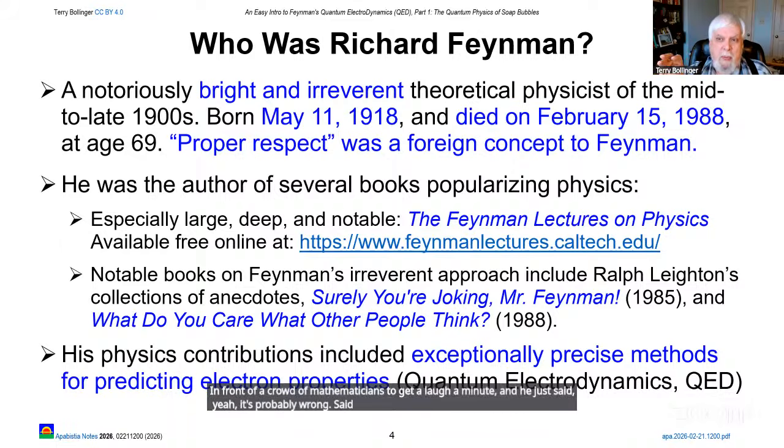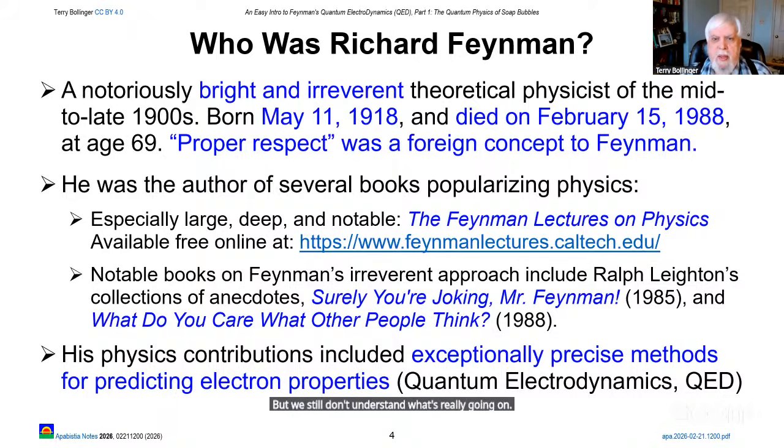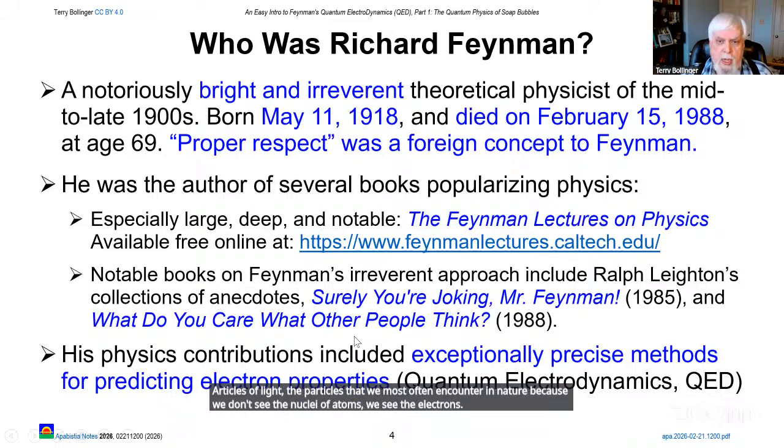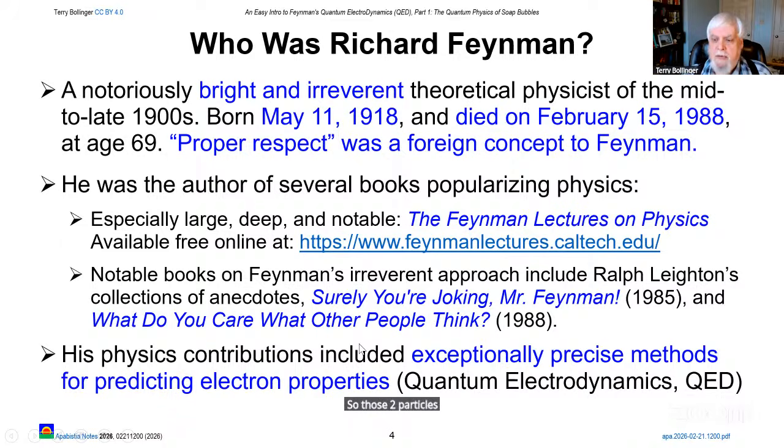His point was the details of what I calculated, those are right, but we still don't understand what's really going on. The particular theory that he got a Nobel Prize for is called quantum electrodynamics. Big name, nicely abbreviated to QED, nothing to do with the mathematical use of the word QED, but it is a way, in a nutshell, of describing electrons and photons, particles of light, the particles that we most often encounter in nature because we don't see the nuclei of atoms, we just see the electrons. So those two particles cover a lot of turf.